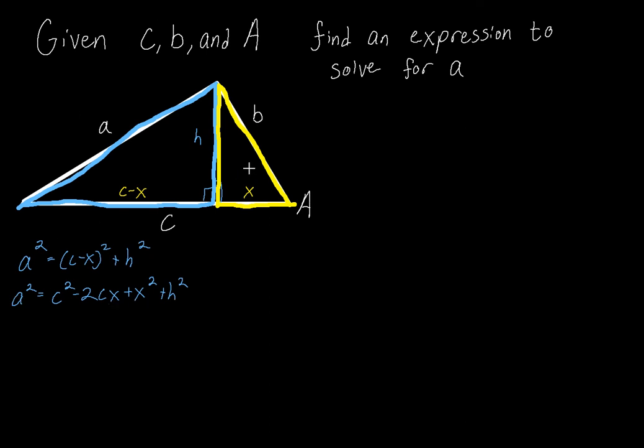So I'm going to start by looking at this yellow triangle over here now. And I'm going to go ahead and do Pythagorean Theorem for that as well. I'm going to say that the hypotenuse squared is equal to h squared plus x squared. Now what's interesting about this is somebody realized that if you solve for one of these two variables, it really doesn't matter which one, I'm going to go ahead and solve for x squared.